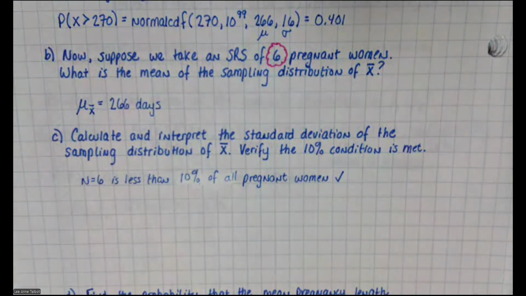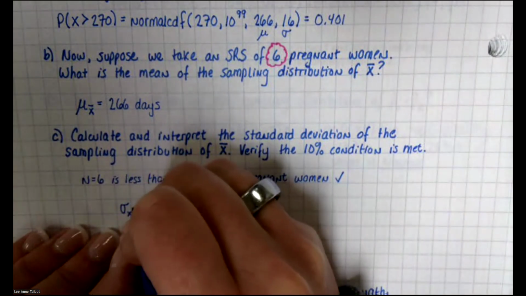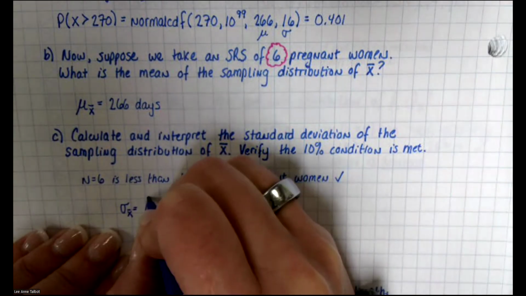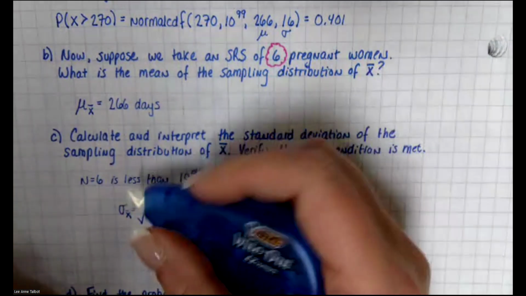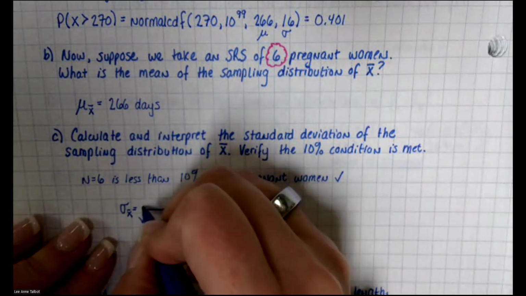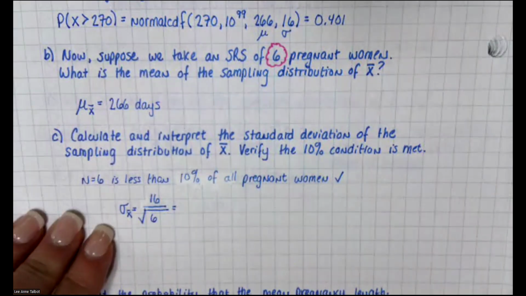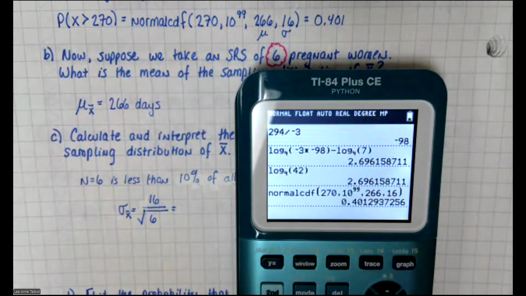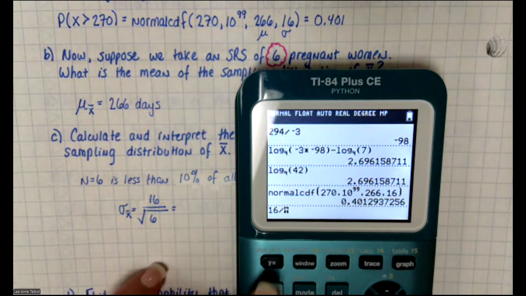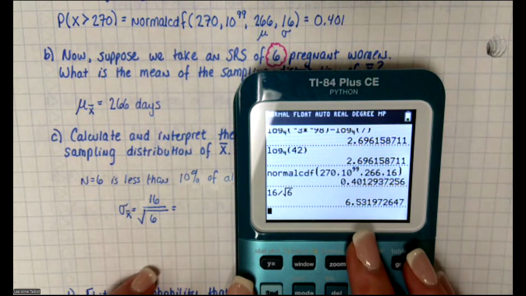Pretty sure there's more than 60 pregnant women. No, completely unreasonable, Mrs. Thomas. Okay. That's too much of a square root. Wow, wow. 16 over the square root of 6. 6.532.